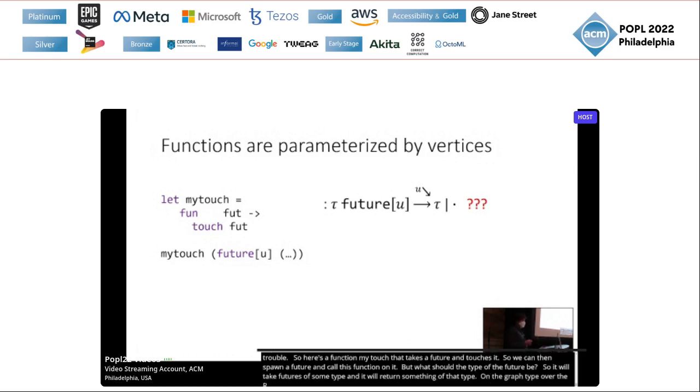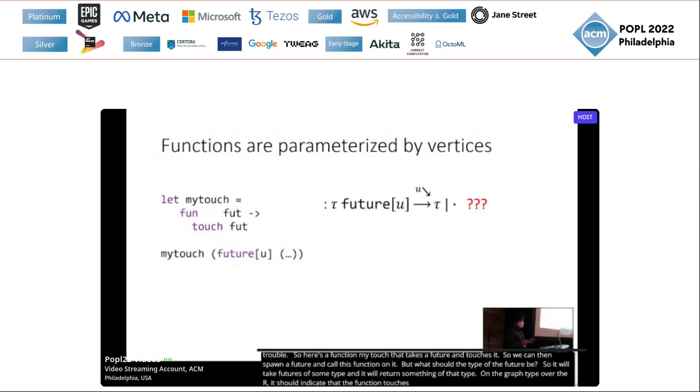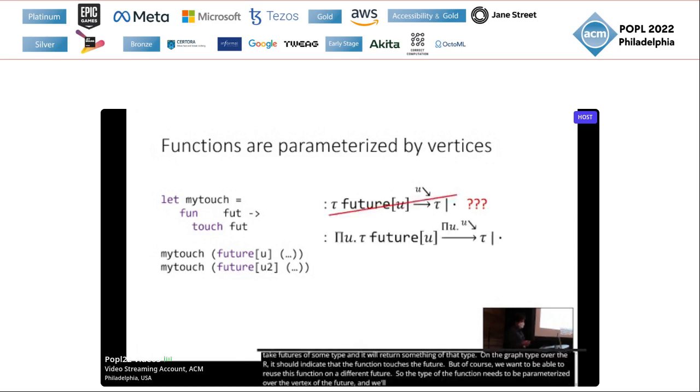But of course, we want to be able to reuse this function on a different future. So the type of the function needs to be parameterized over the vertex of the future, and we'll do that using this pi construct. In the expression syntax, we'll bind a variable in brackets after the fun keyword. Once again, this isn't present in the actual source code written by programmers. It's inferred.